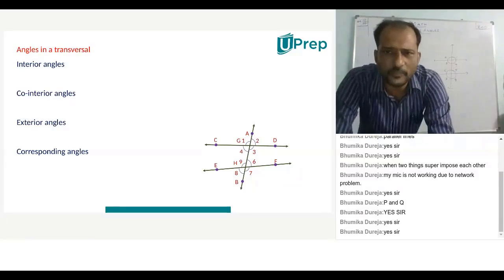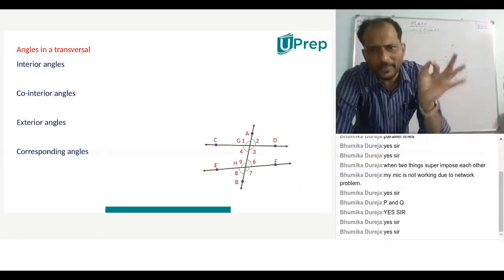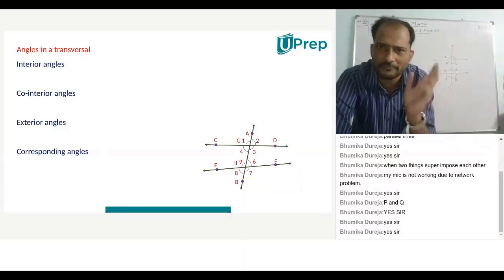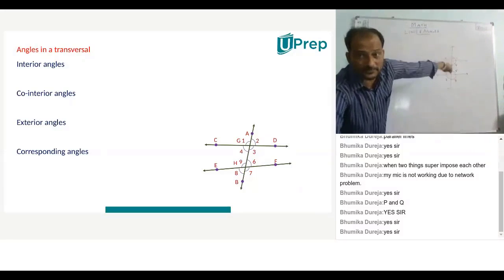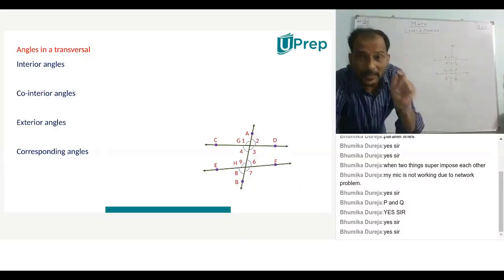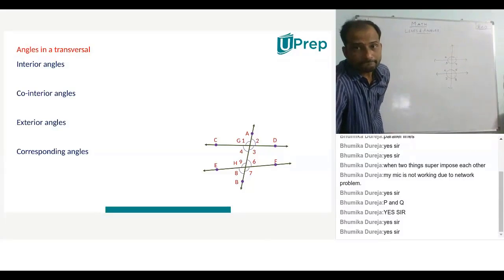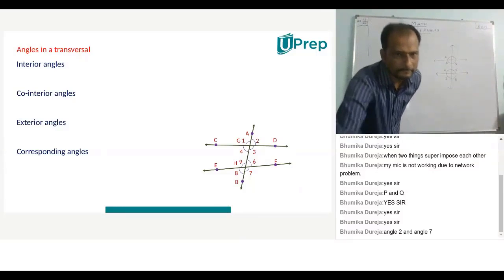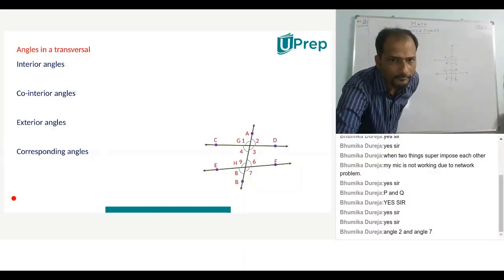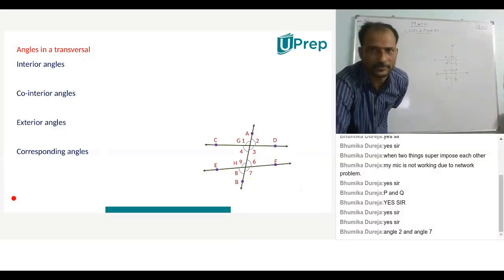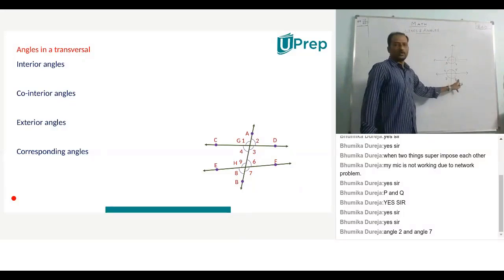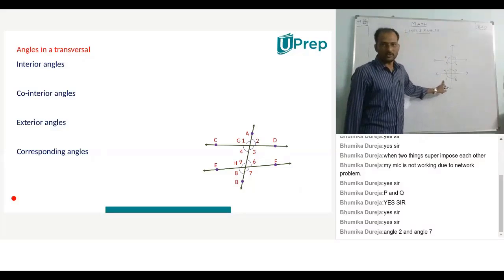In the same way, what we can say about co-exterior angles? A pair of exterior angles are said to be co-exterior if they lie on the same side of the transversal. From this figure, can you please tell me the pair of co-exterior angles here? Sir, 1 and 8, 2 and 7. That's very good. Bhumika, you are right. And Arnav, absolutely right. 1 and 8 are co-exterior angles. 2 and 7 are also co-exterior angles.